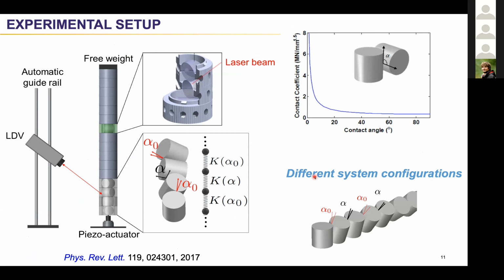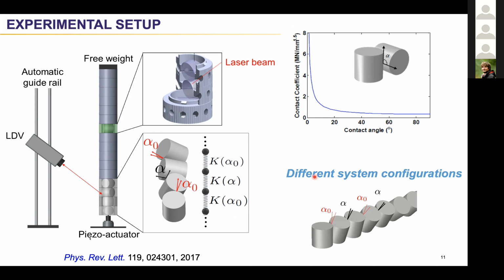So to witness this topological transition, we designed this experimental setup. This is a vertically stacked chain of cylindrical particles. Due to the Hertz contact law, stiffness can be tuned by changing the contact angle. These are 3D printed enclosures just to support the chain, and these enclosures can be independently rotated so that we can tune the contact angles between these cylinders and maintain any stiffness distribution along the chain.